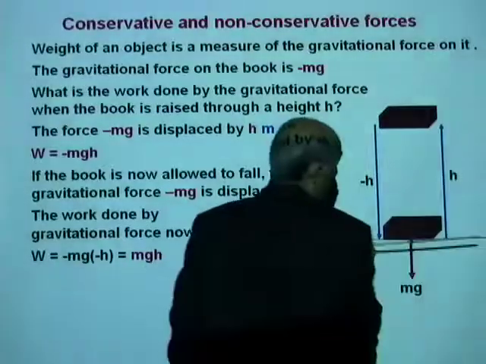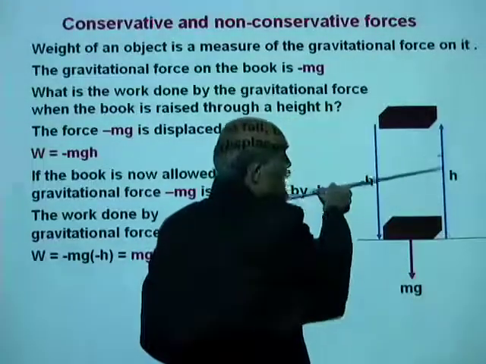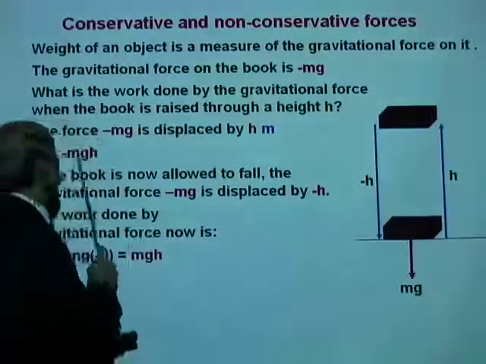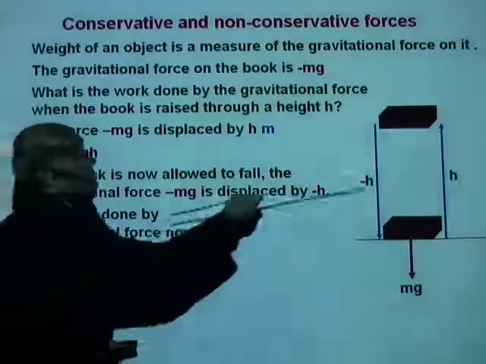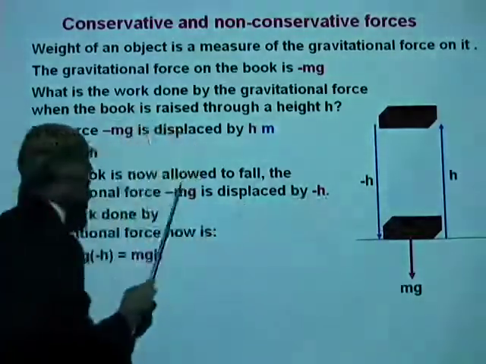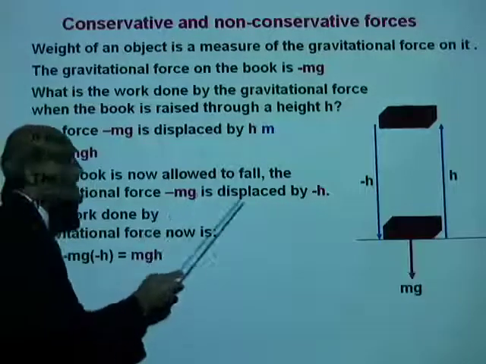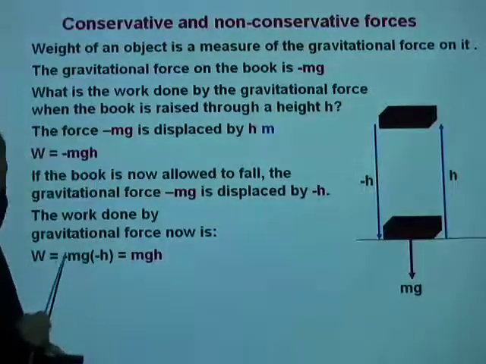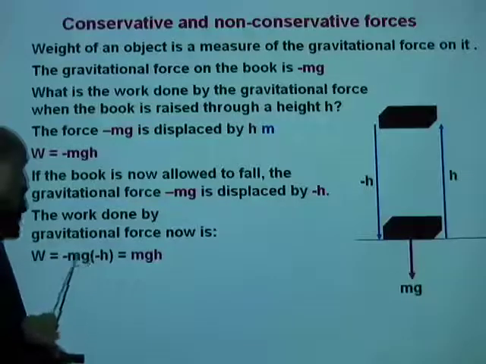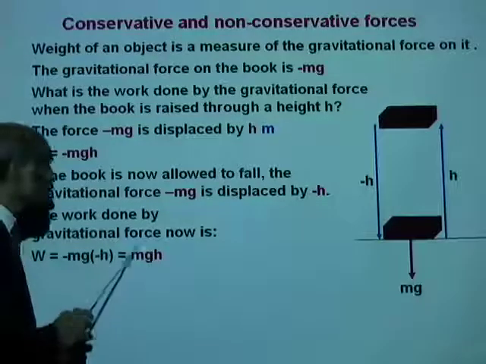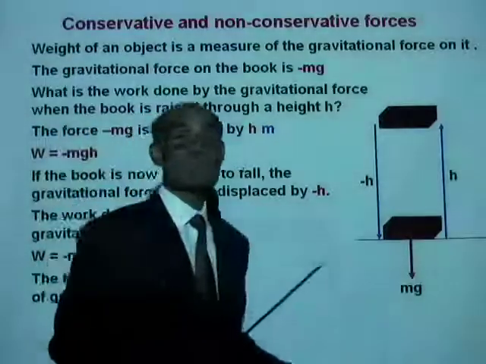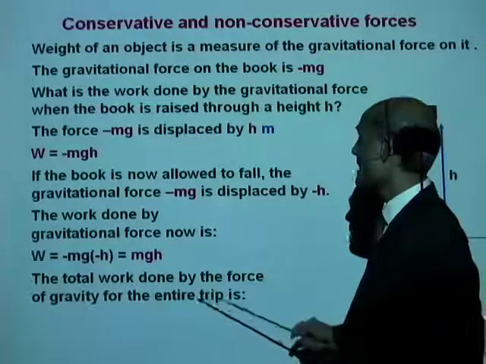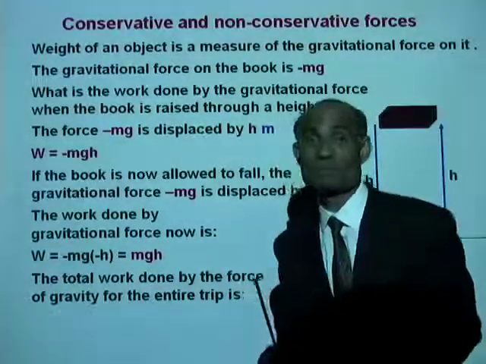The work done by the force of gravity when the book is raised up through a height h is negative mgh. When the book is allowed to fall, the gravitational force, negative mg, is displaced through a distance negative h. Therefore, the work done during that time is negative mg times negative h, that is positive mgh.